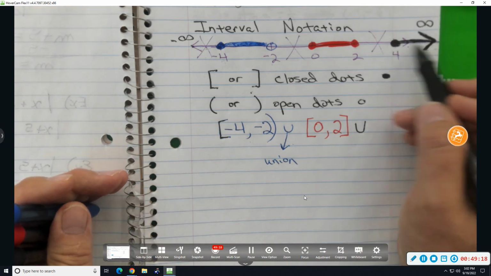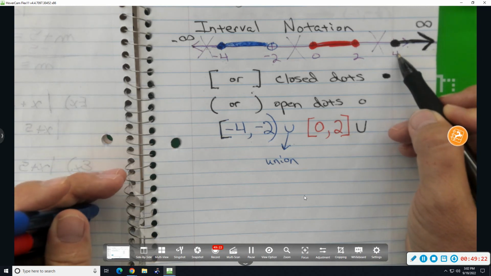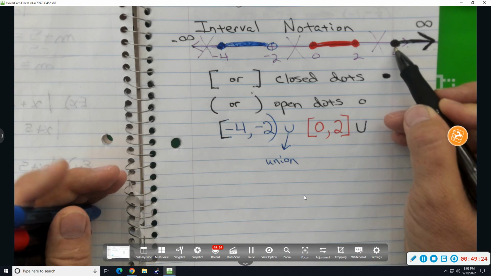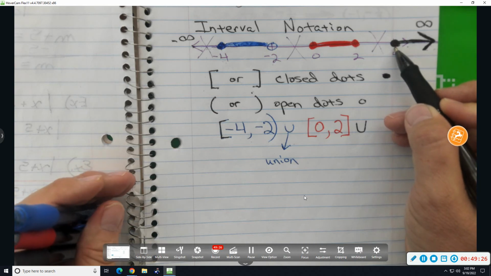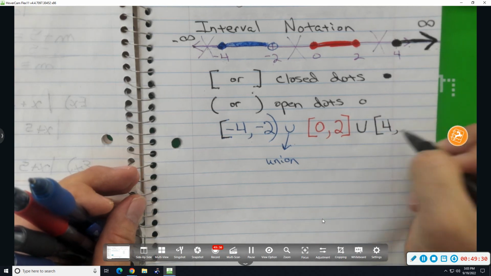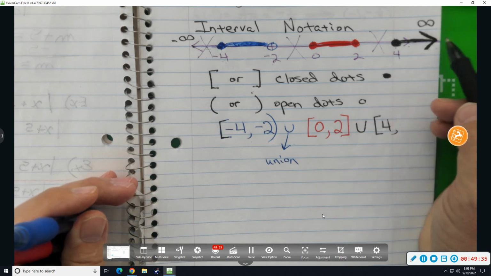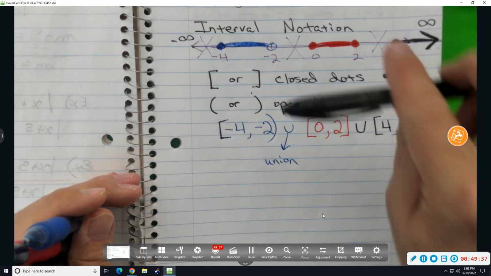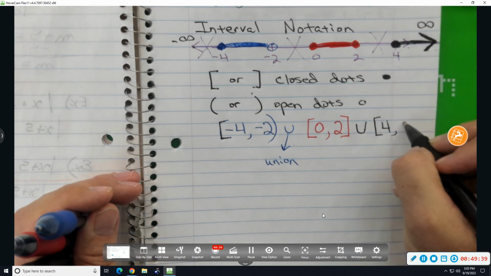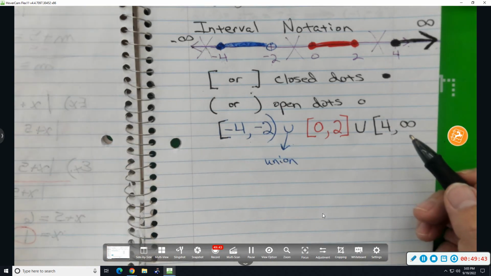Looking at this last shaded interval, the left-hand cut point is a 4. What are we going to have at that 4? Bracket or parenthesis? Bracket, because that's closed in. So 4, comma. It never ends, so to indicate that it keeps going forever in the positive direction, we put a positive infinity. We don't have to write the positive, because if you don't see a negative, you assume it's positive.